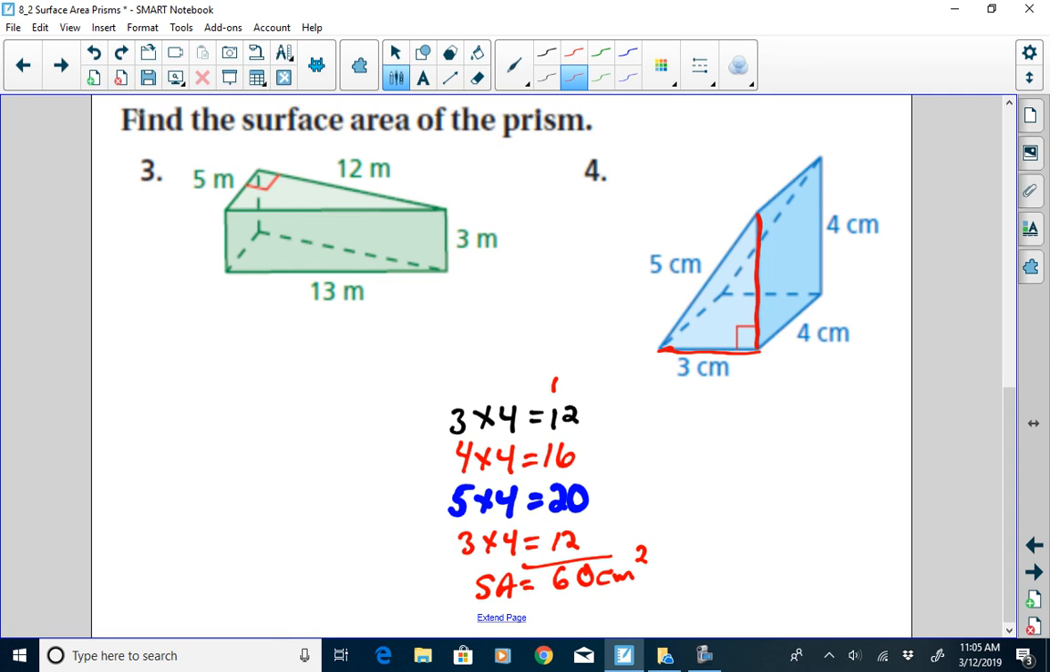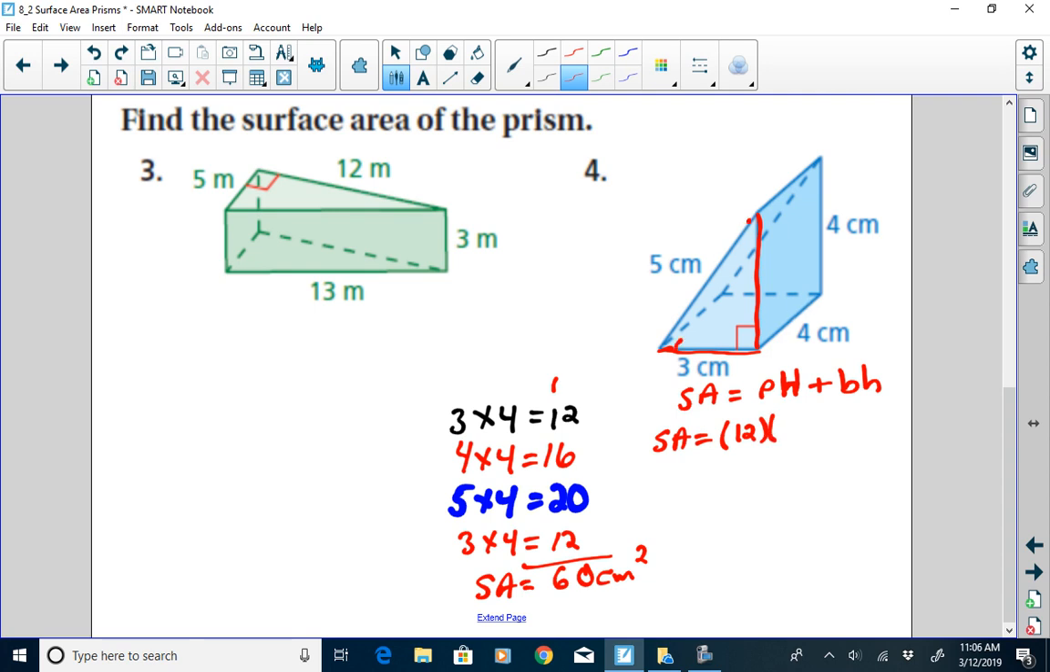If I'm doing that same problem using the formula, surface area formula is equal to perimeter times capital H, height, plus base times height. Surface area is going to be equal to the perimeter. The perimeter of the triangular base is going to be 3 plus 4 is 7. 7 plus 5 is 12. And then times the height of the prism as it sits on its base.